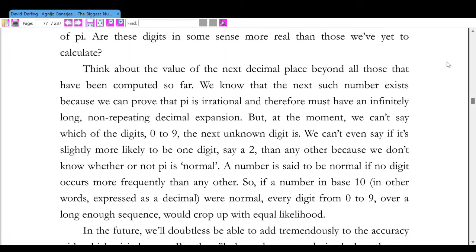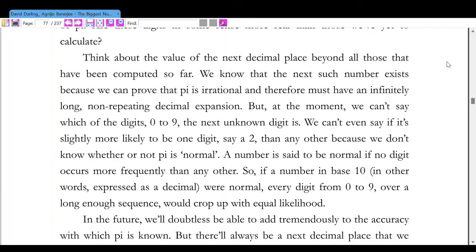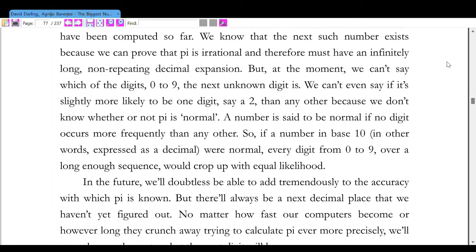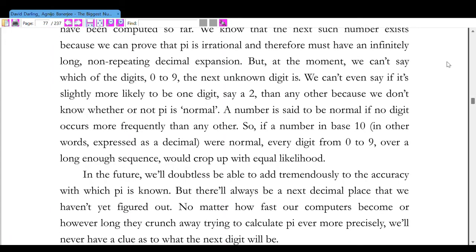Think about the value of the next decimal place beyond all those that have been computed so far. We know that such a number exists because we can prove that pi is irrational and therefore must have an infinitely long, non-repeating decimal expansion. But at the moment, we can't say which of the digits 0 to 9 the next unknown digit is.